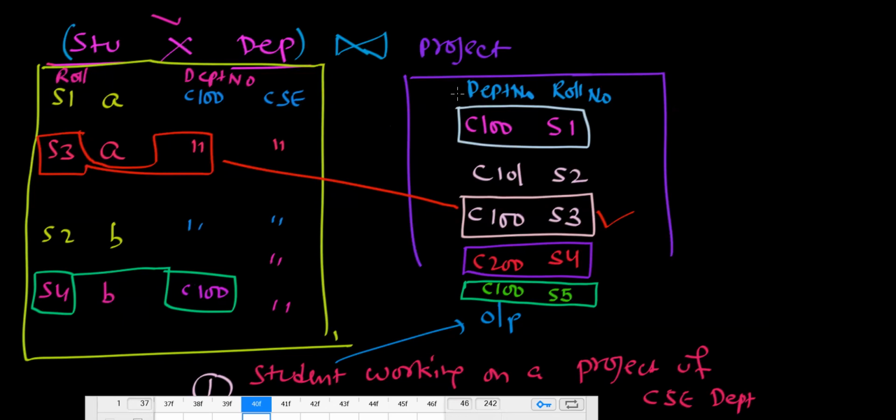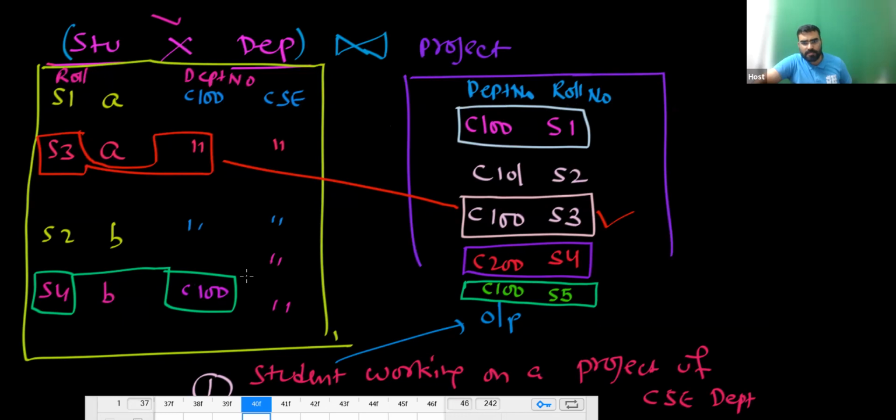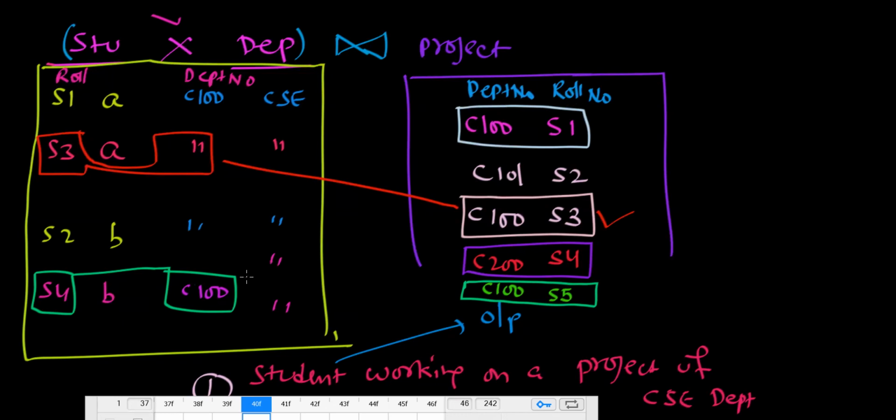Joining. Yeah, sir. Actually, sir, I was thinking that S4 in C100 is going to be mapped with all the departments in the department table. Yeah, that's correct. So in the project table, we have a department number, roll number, right? So there might be a case where S4 is mapped to some other department and then we are going to select that.